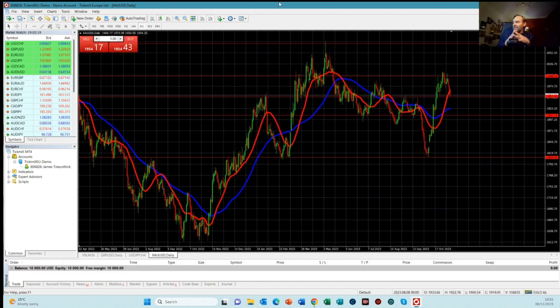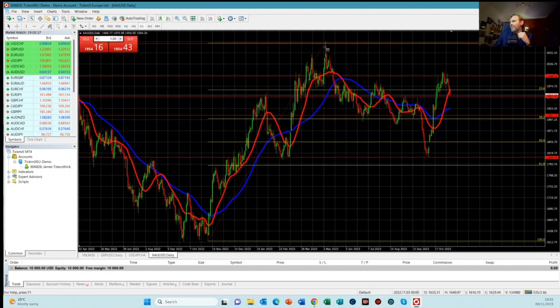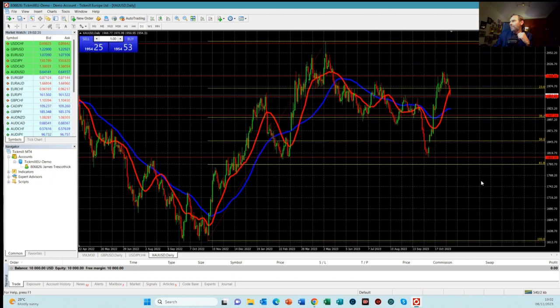So again, I'm really looking for price action. I'm looking for areas of interest. Let's have a quick look at how it looks on the Fibonacci as well. Let's see if the Fibonacci maybe gives us some key areas as well. Okay, there we go. Basically, the Fibonacci is giving us, certainly this area here is backing that up.